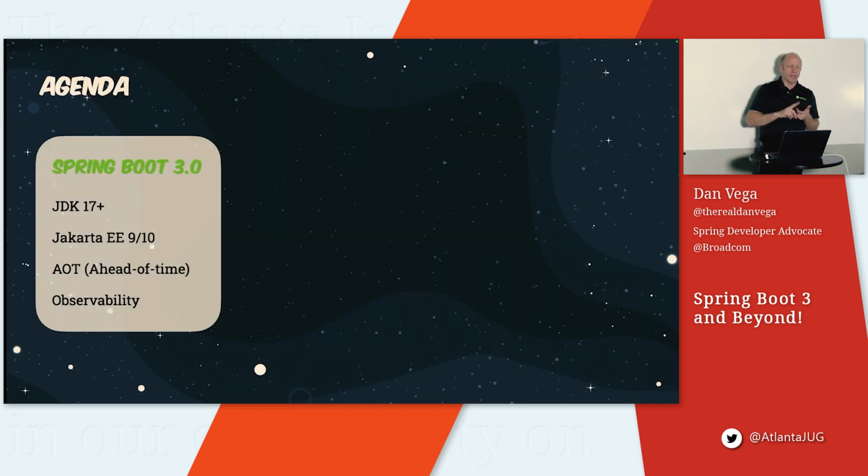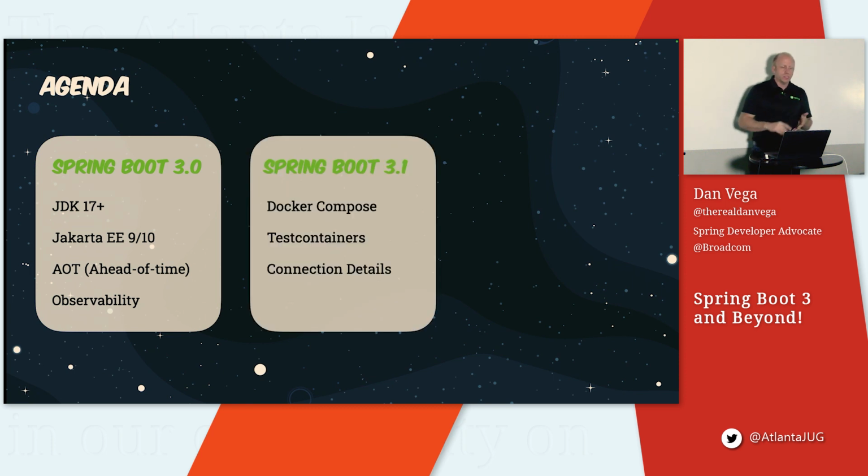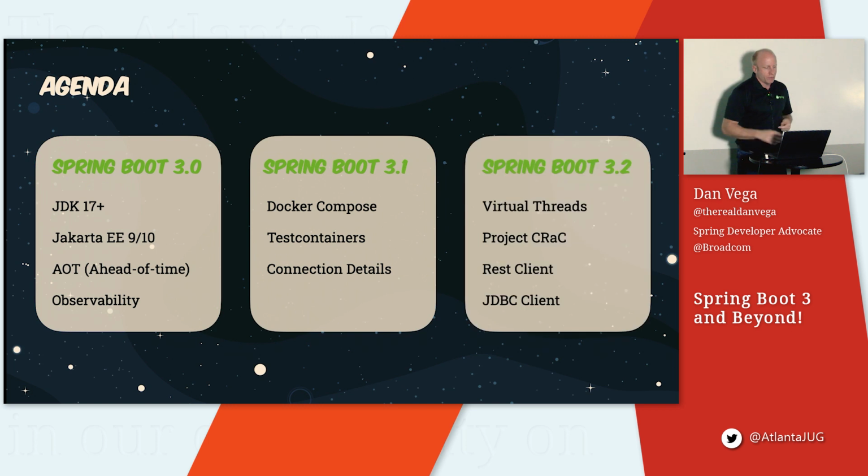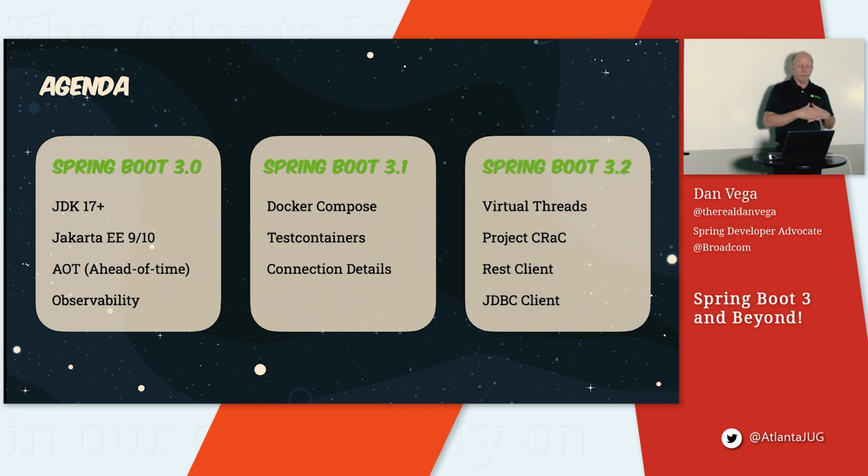So what we're going to do tonight, I want to do a quick level set of what happened in Spring Boot 3.0. There were 4 major themes there with JDK 17, Jakarta, AOT, and observability. Then we'll go into Spring Boot 3.1. It was a point release, but there were some really interesting things in that release, one of which I'm going to dive a little bit deep into today, which is the Docker Compose support. And then we'll talk about 3.2, which came out in November.